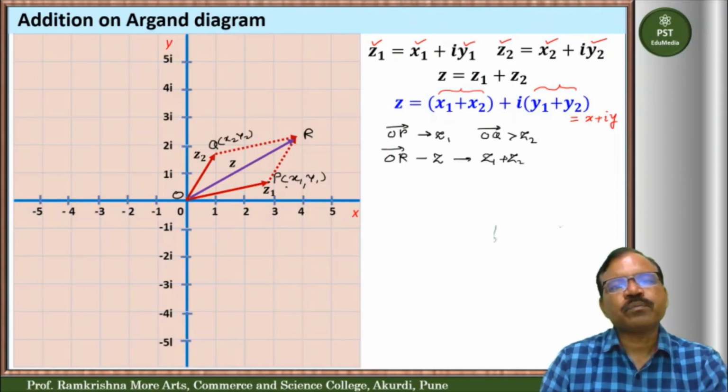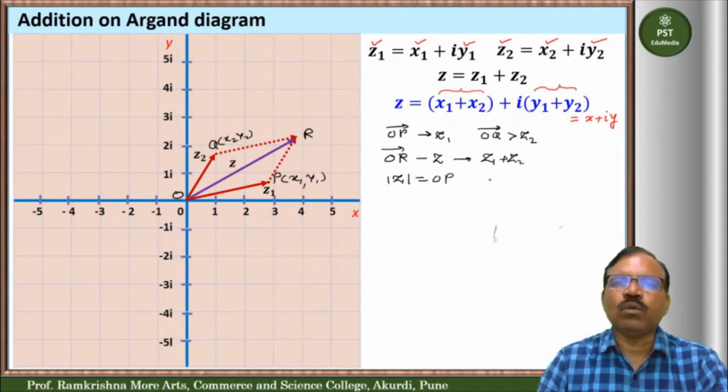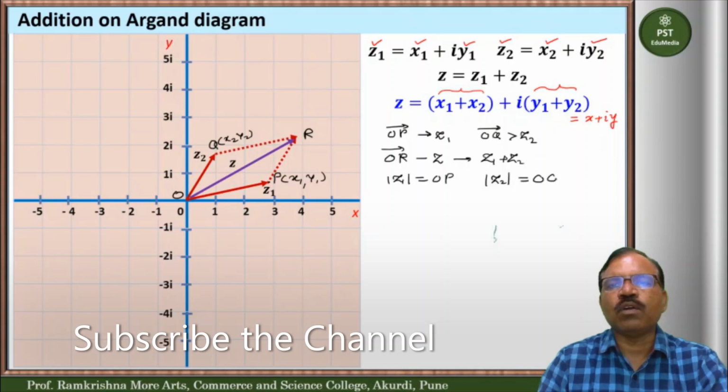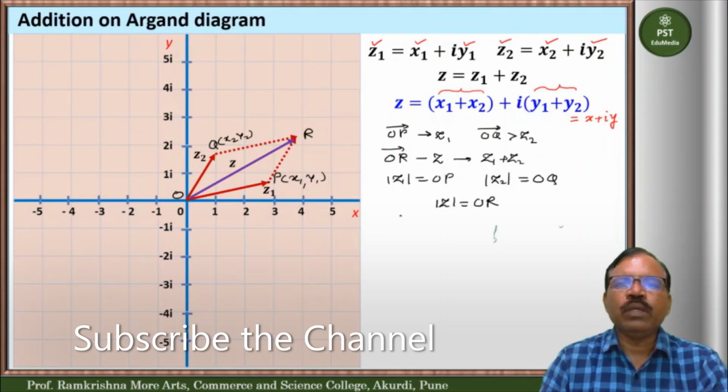Now, if we see here, the modulus of Z1 is the magnitude OP, and the modulus of Z2 is the magnitude OQ. And if we take the modulus of Z, that is OR. Now we know vectorially OR, vectorially.